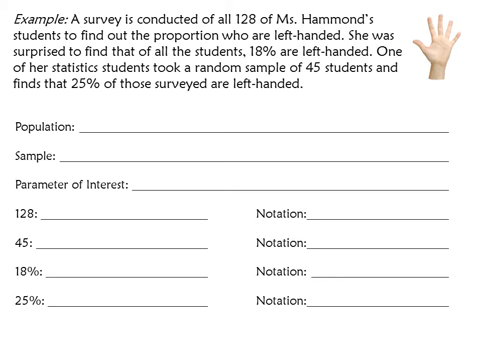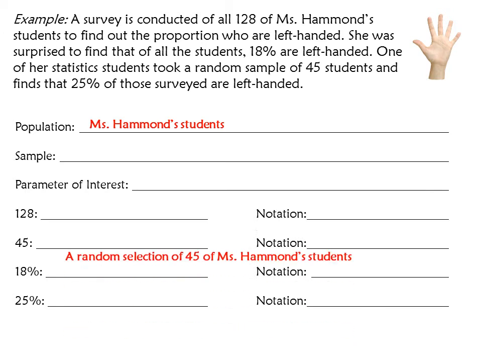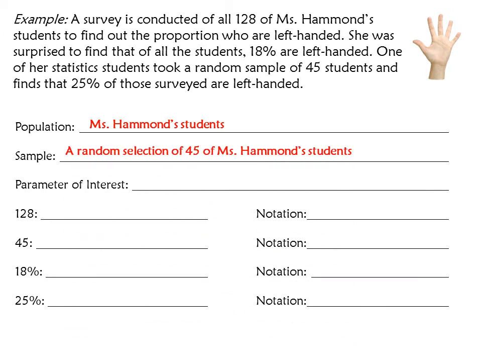A survey is conducted of all 128 of Ms. Hammond's students to find out the proportion who are left-handed. She was surprised to find out that of all the students, 18% are left-handed. One of her statistics students took a random sample of 45 students and finds that 25% of those surveyed are left-handed. The population is Ms. Hammond's students, all 128 of them. The statistics student took a sample of 45 students, randomly.